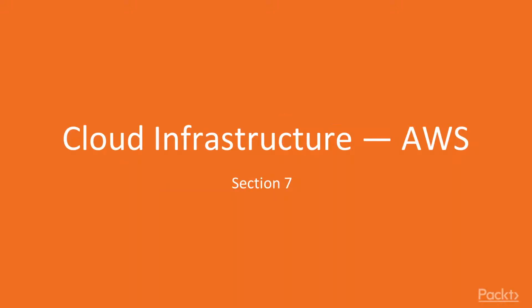Welcome to the 7th and last section of our Enterprise Automation in Python course. In this section, we'll be looking at the ways of automating cloud infrastructure, particularly Amazon Web Services, using Python.